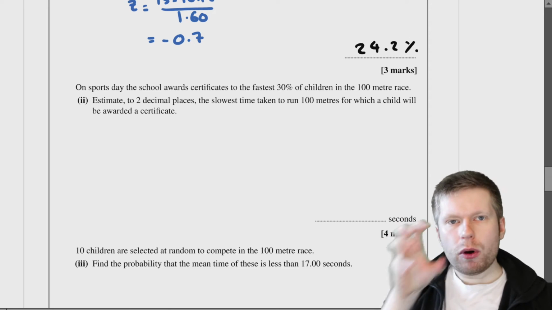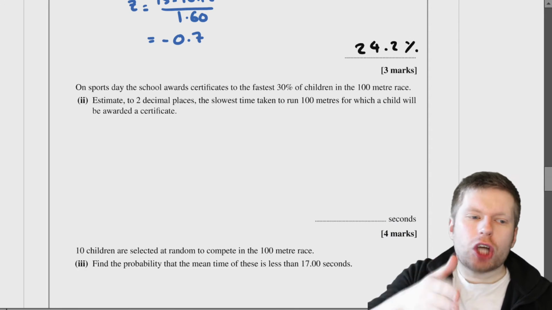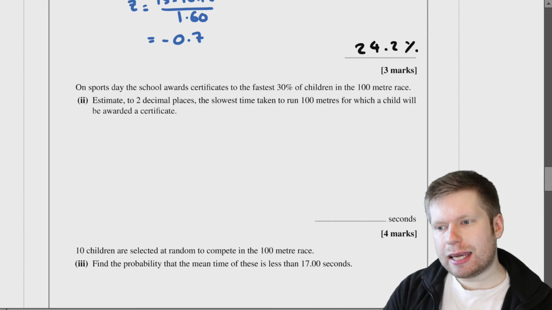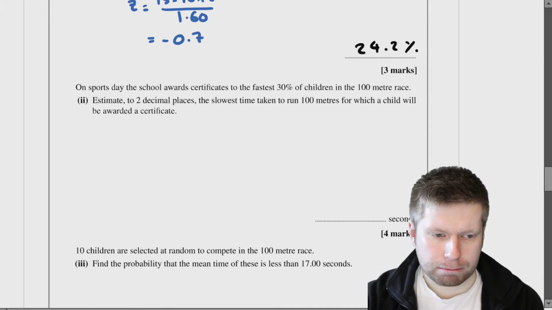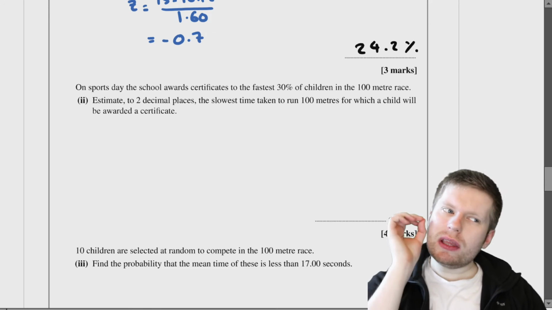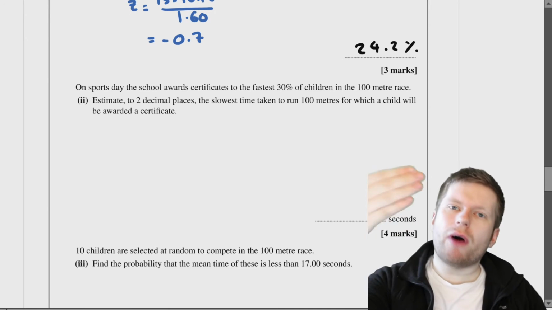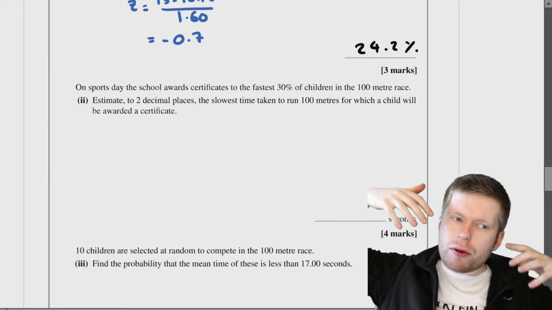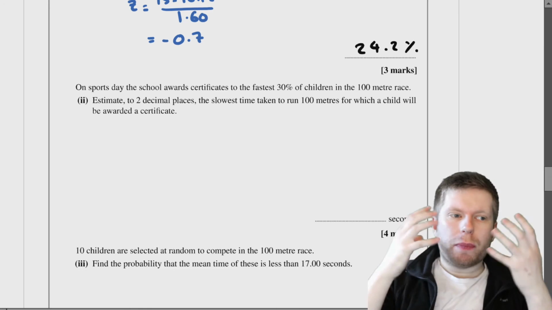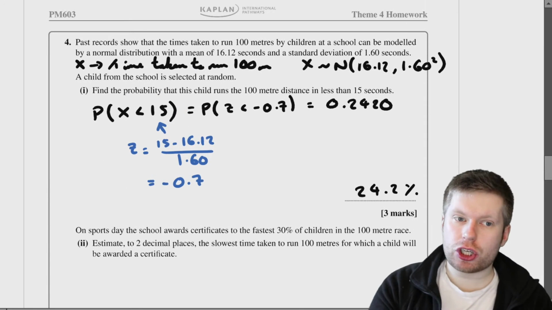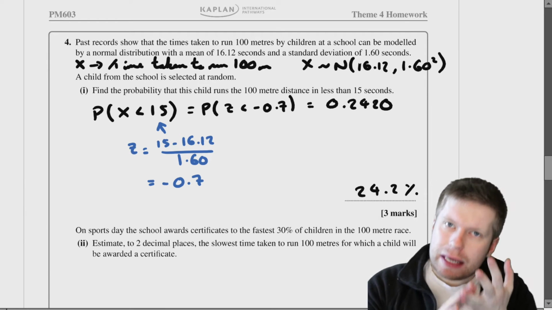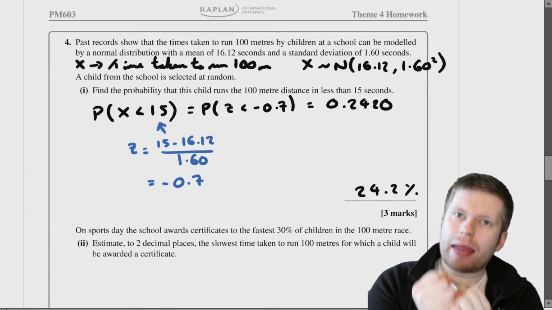So in other words, I want to find the slowest time that you could have run in order to still get a certificate. So in other words, you need to be this speed or faster, okay? Now just be really, really careful here, because if you're in the top 30%, it means you're running the fastest, okay? Now, to run fast, it means you need to have the lowest time possible. Okay, so because we're talking about time here, our definition of x is the time taken to run 100 meters. It means that you need to be looking at as small a time as possible.